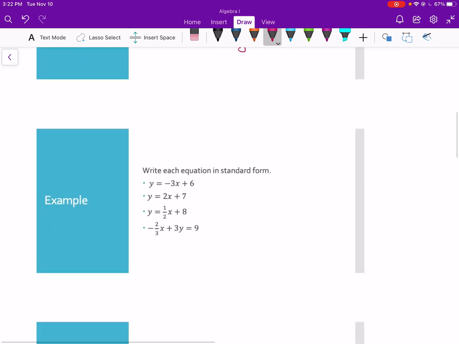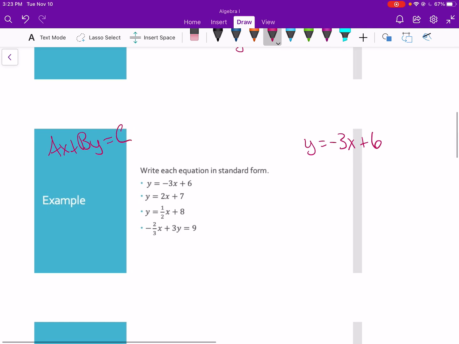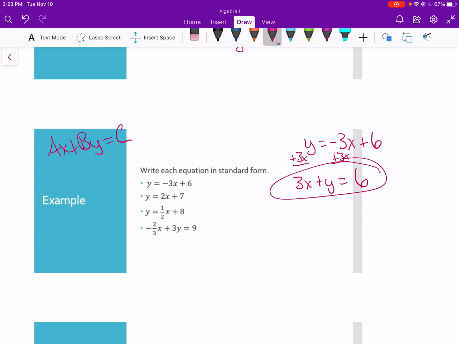Now let's write each equation in standard form. Looking at this first equation, y equals negative 3x plus 6. I want it to be ax plus by equals c, so I'm going to start by getting the x's and the y's on the same side. I'm going to add 3x to the other side to get 3x plus y equals 6. Then I ask, do I have any fractions or decimals? Well, no, I don't. And then I want to see if I have a positive a value, which I do. So this is our standard form for that equation.